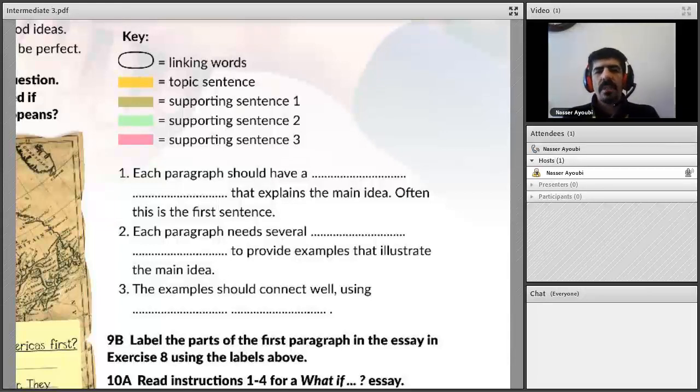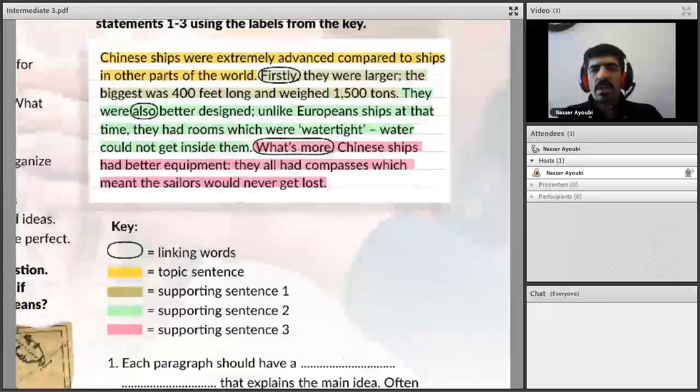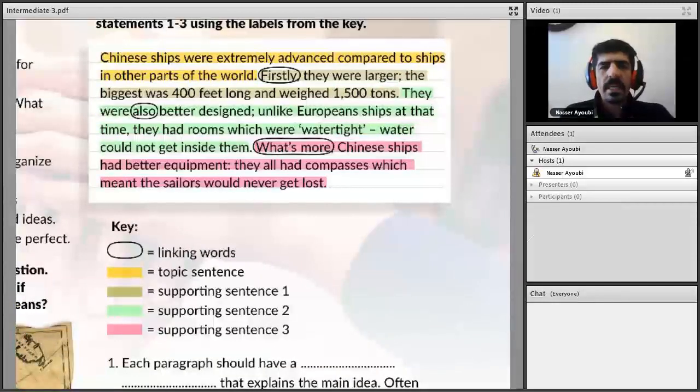You should have the same structure in different paragraphs of one essay. Remember, this is not an essay, this is only a paragraph. And one essay contains several paragraphs like this. Each paragraph should be organized and structured like this.